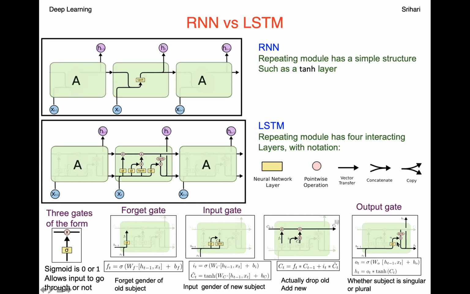The ot, what is this ot? It is a sigmoid of this quantity, and ht is what is being produced as output here, which depends on this ot here as well as the ht-1 that is coming in here. So it's a bit complicated, but it's useful to remember what is happening here.